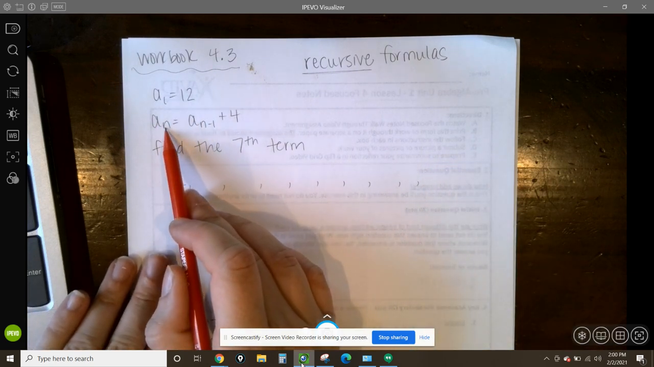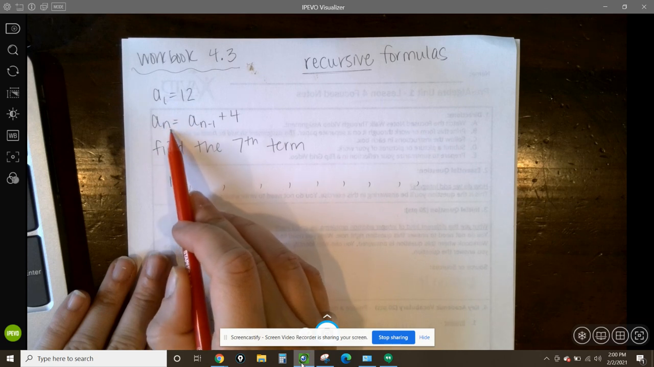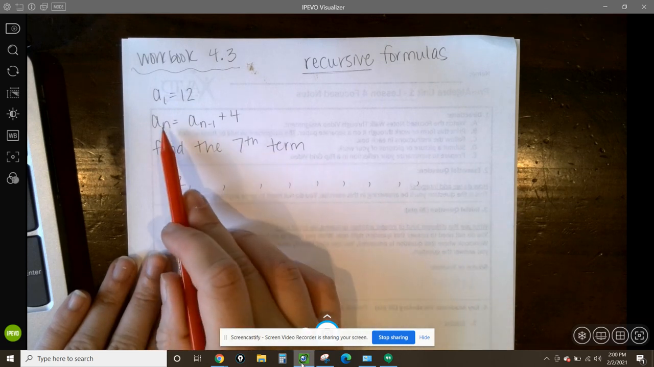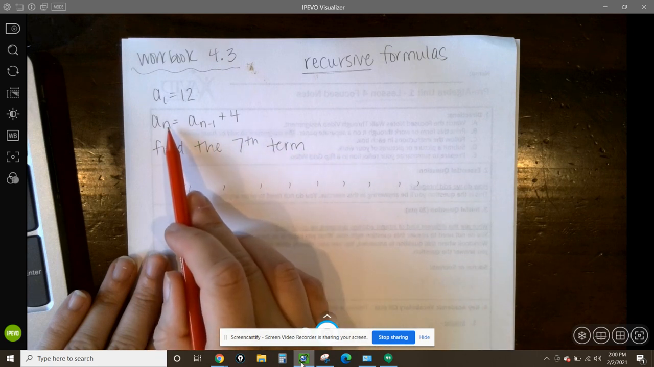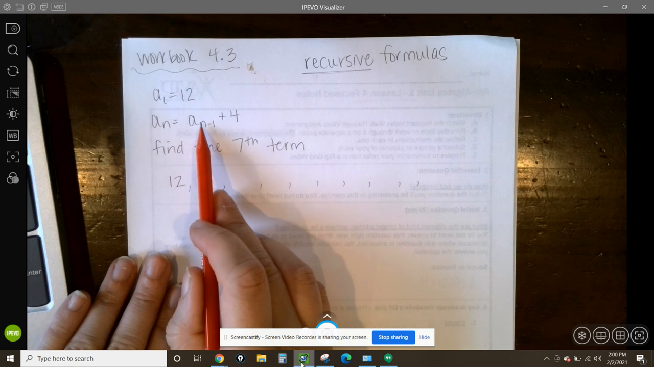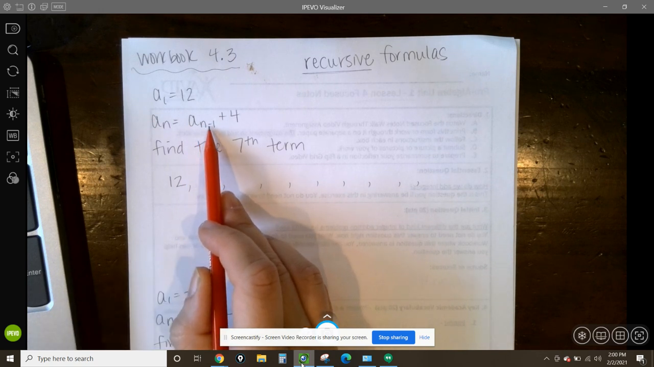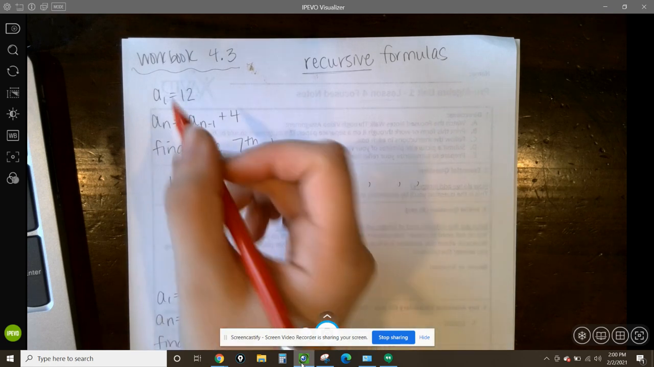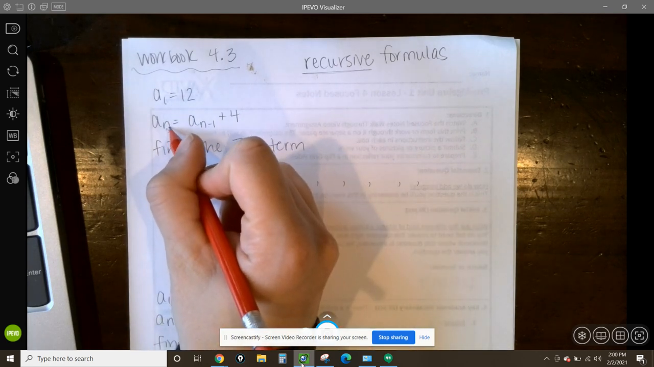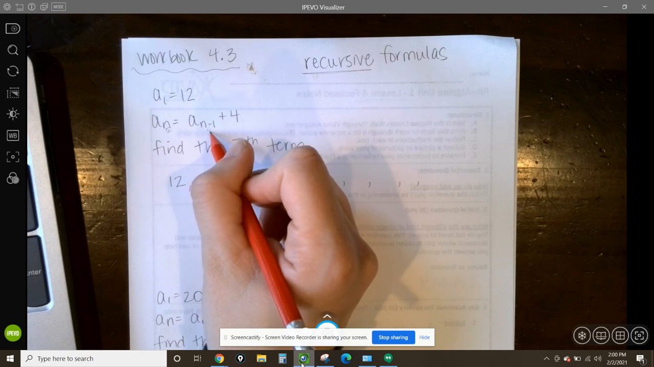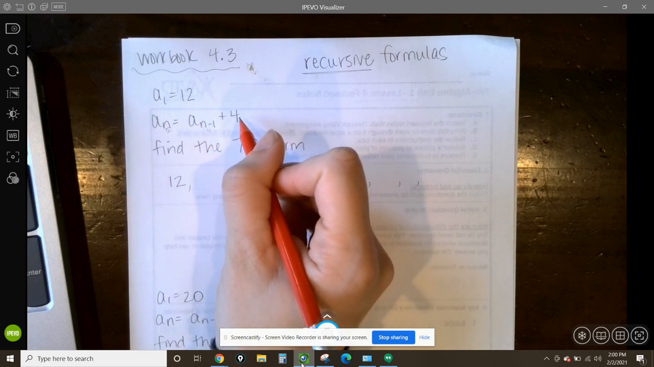Now A sub n. N is any number. So if we wanted to find the second or the fifth or the seventh, we could use this formula. Whatever term we're looking for equals A sub n minus 1, the term before n. So if we were trying to find the fifth term, we would do 5 minus 1, the fourth term, plus 4.